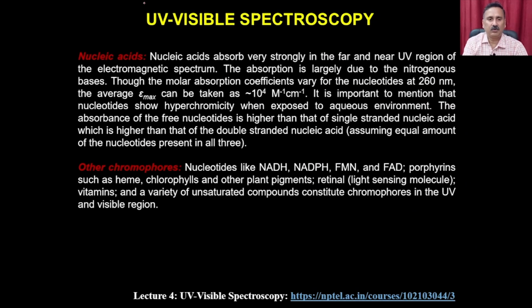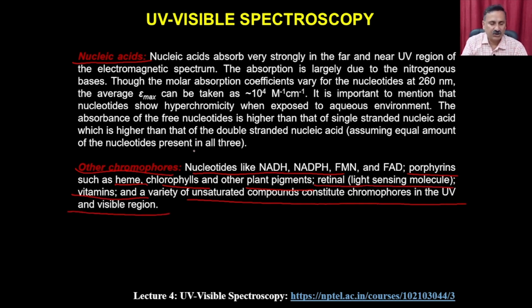Apart from that, you can also have chromophores in nucleic acids. You can also have chromophores in other biological molecules like nucleotides, and you can have porphyrins such as heme, chlorophylls, and other plant pigments. Then we have retinol, which is a light-sensitive molecule, vitamins, and a variety of unsaturated compounds which have chromophores in the UV and visible range.